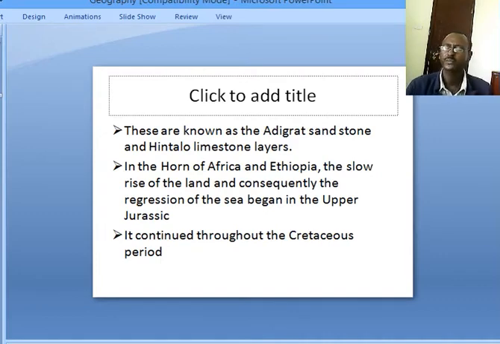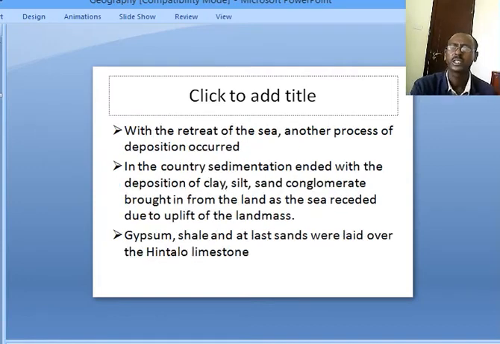In the Horn of Africa and Ethiopia, the slow rise of the land and consequently the regression of the sea began in the upper Jurassic, because this Mesozoic era has three periods: Triassic, Jurassic and Cretaceous. So the sea began to regress in the upper Jurassic period and continued throughout the Cretaceous period up to the last period of the Mesozoic era. With the retreat of the sea, another process of deposition occurred.